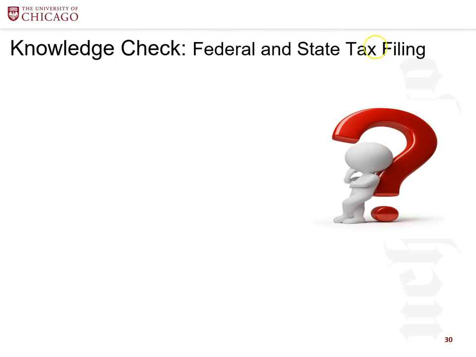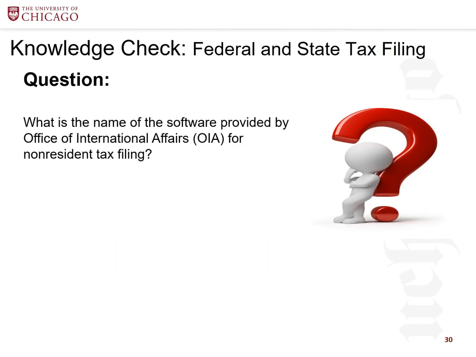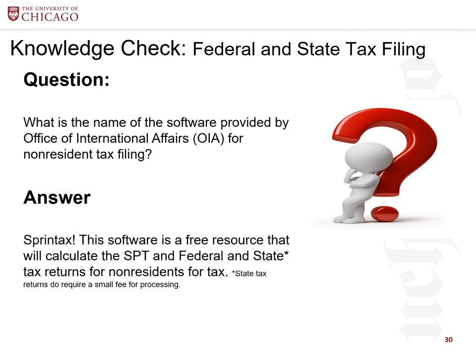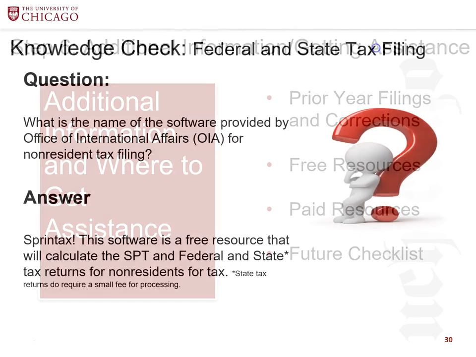Quick knowledge check for federal and state tax filing. The name of the software provided for non-resident tax filing is SprintTax. The software is a free resource. It'll calculate the substantial presence test and federal and state tax returns for non-residents for tax. If you do use it to create your state tax return, there is a small fee for processing.